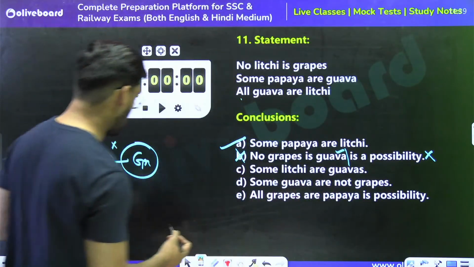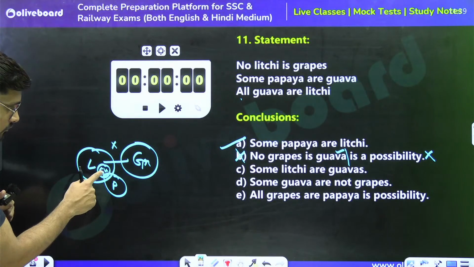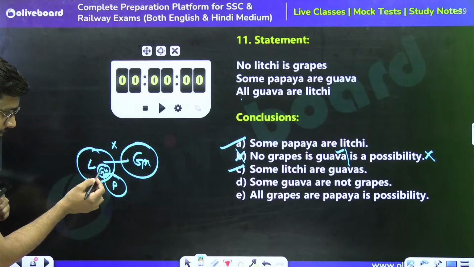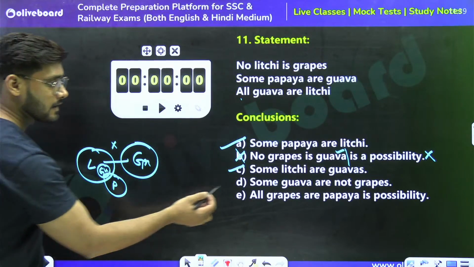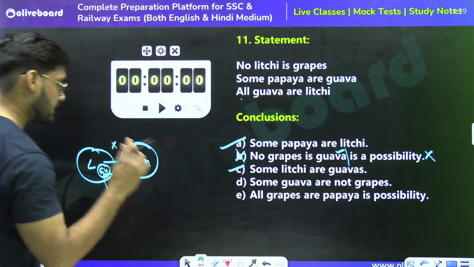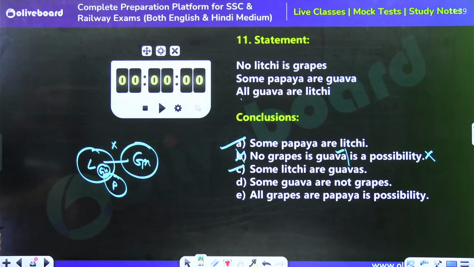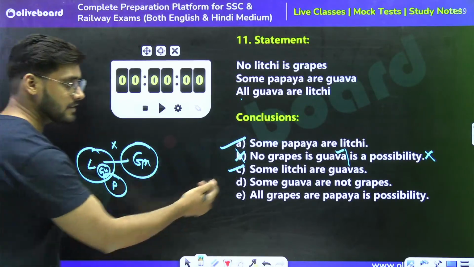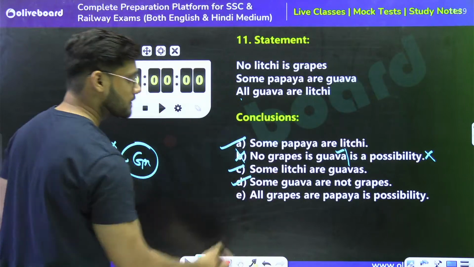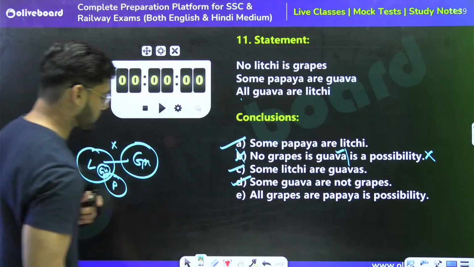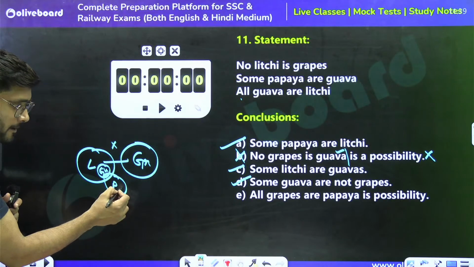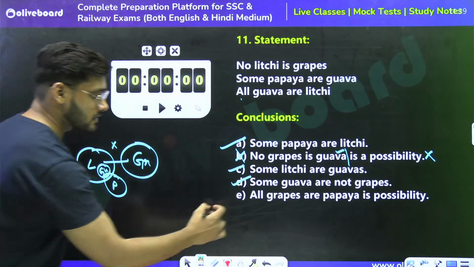Some lychee are guavas. I can say yes, some lychee are guava. We can see that guava and lychee are having a relation with each other. Some guava are not grapes. There are some guava which are not grape. We can say that no guava is grape, and if no guava is grape, then some guava are not grape is also true. All grape are papaya is a possibility. All these grapes can come inside papaya because there will be no harm. So this is also true.